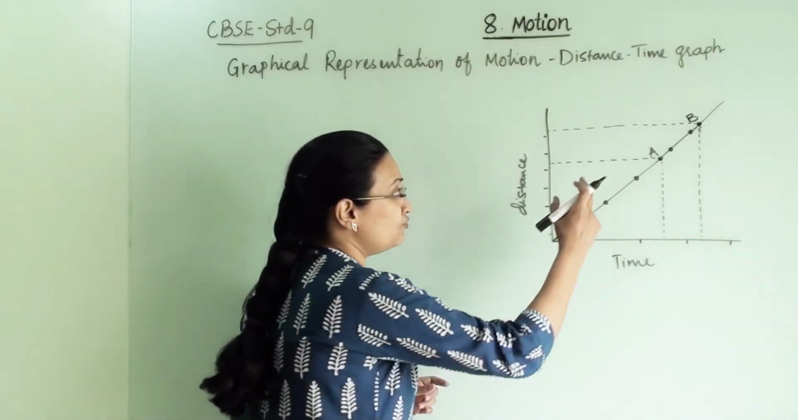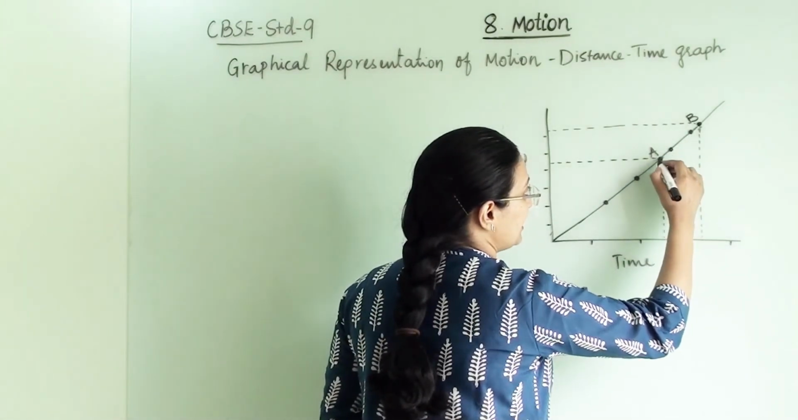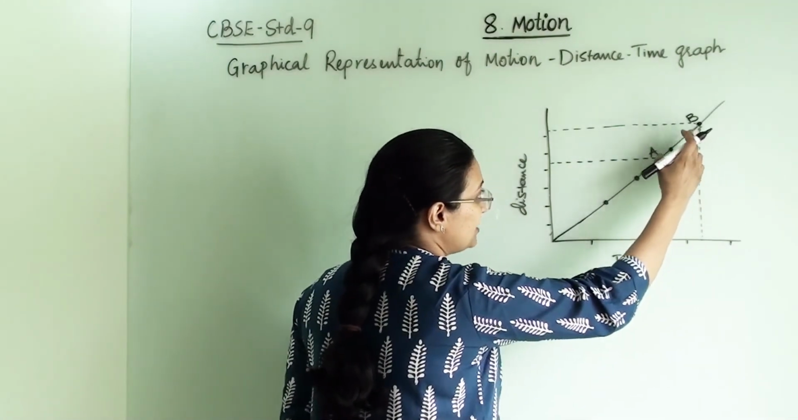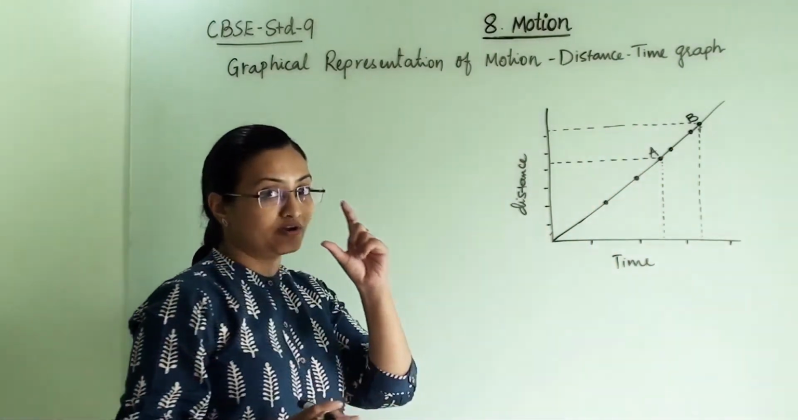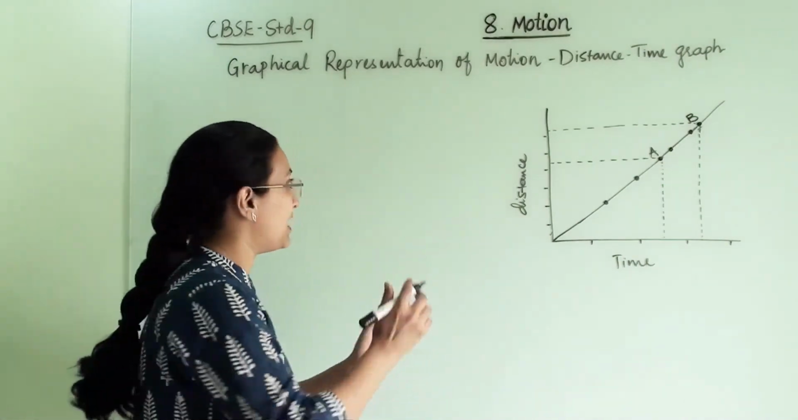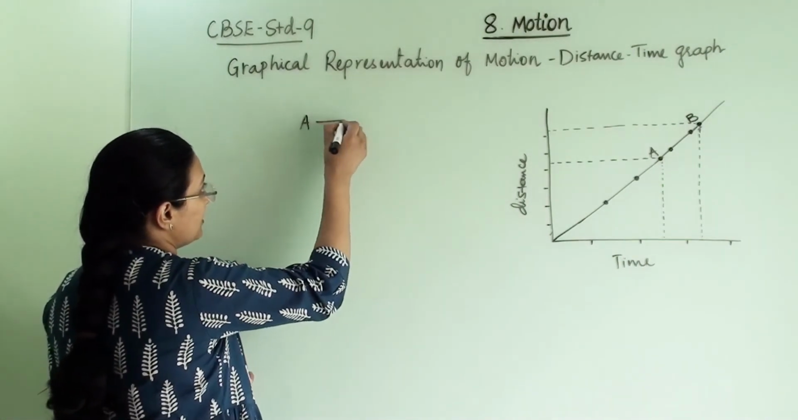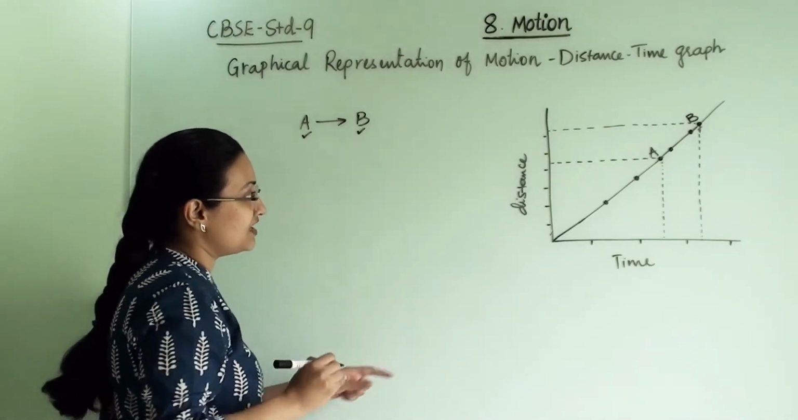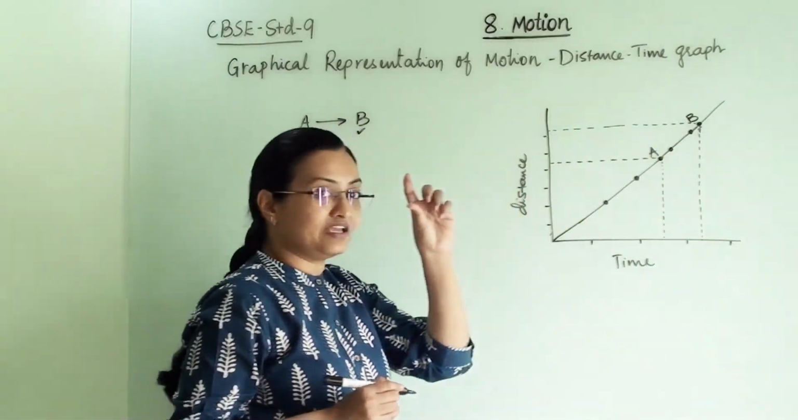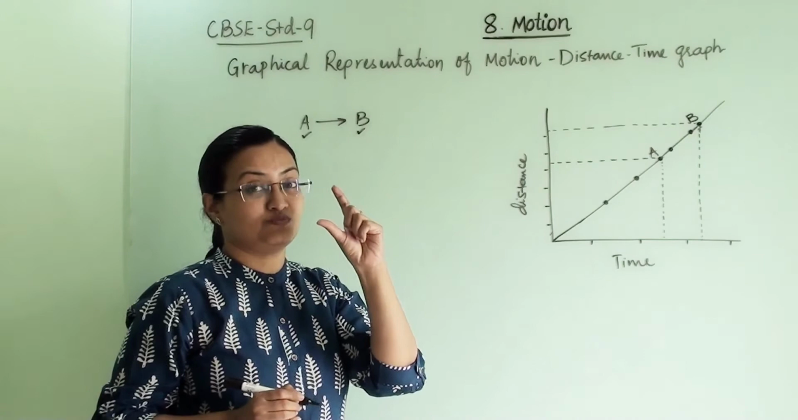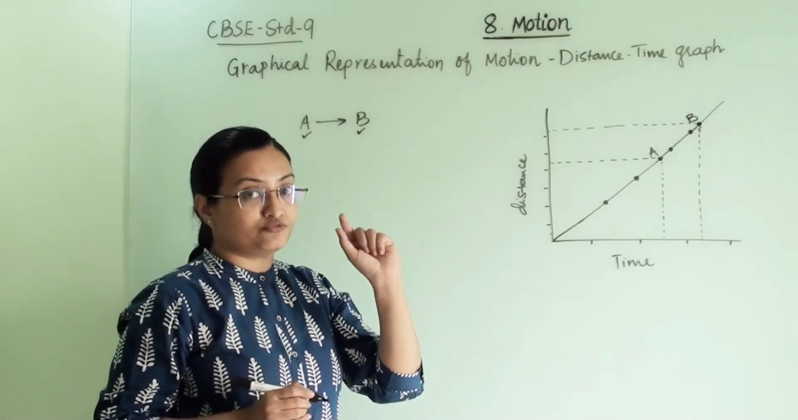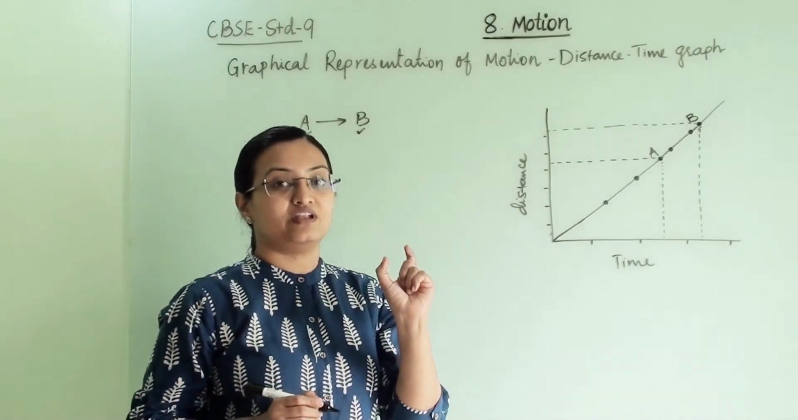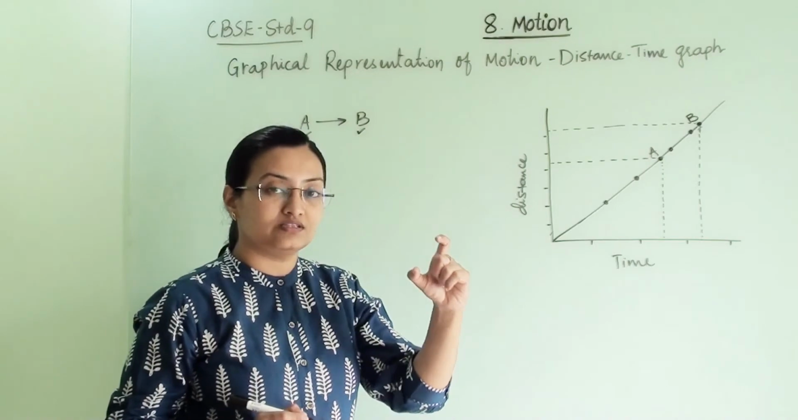Now for this distance A to B, let us find out how much time we took and how much distance we covered from A to B. For the A to B patch, from point A to point B, we are taking only from here to here. We are not taking the full travel, only the patch of the journey covered from A to B. So we will check how much distance there is and how much time we took to cover this distance.